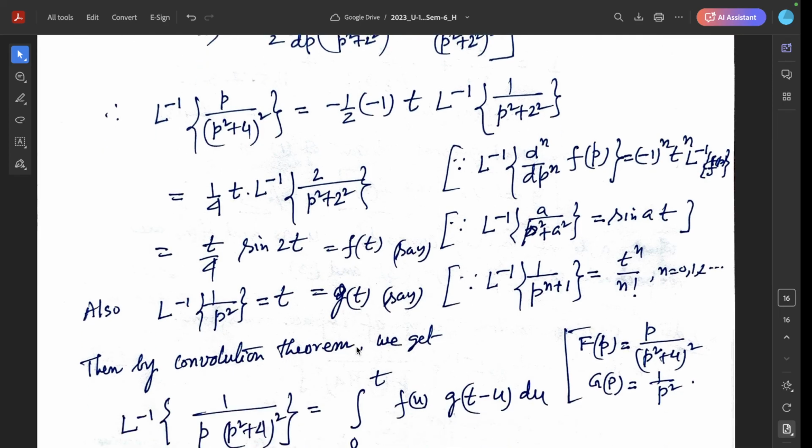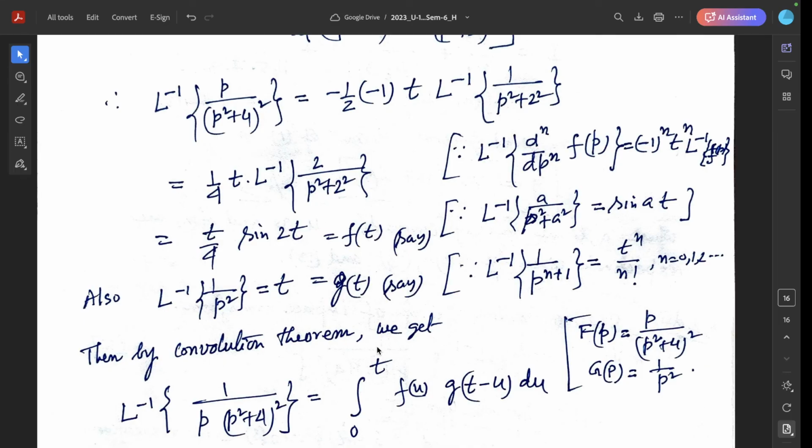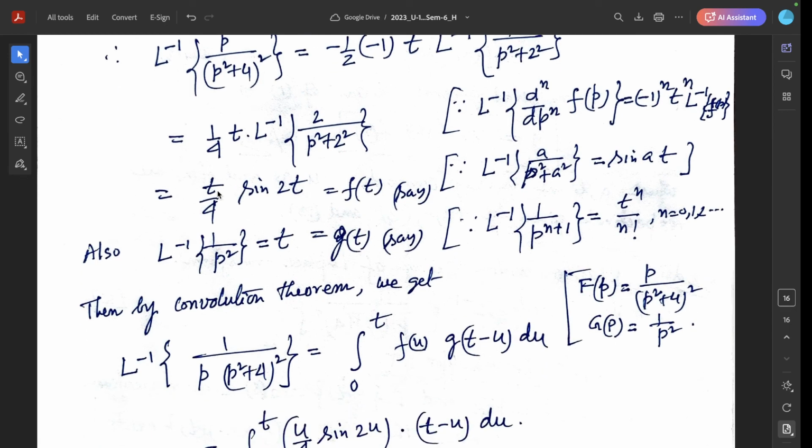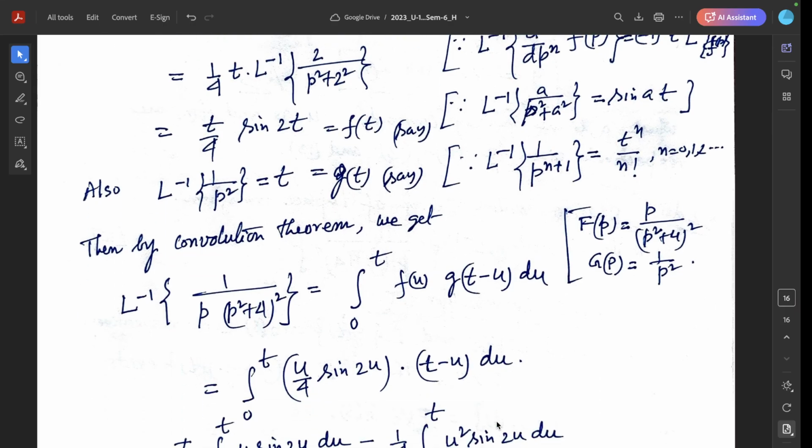Then by the convolution theorem, L inverse of 1 by p into p square plus 4 whole square: actually this is 1 by p into fp, where fp is p by p square plus 4 whole square. So combining, this is equal to integration 0 to t fu into g of t minus u du. Here fu equals u by 4 sine 2u, and gt is t, so g of t minus u equals t minus u, into du.